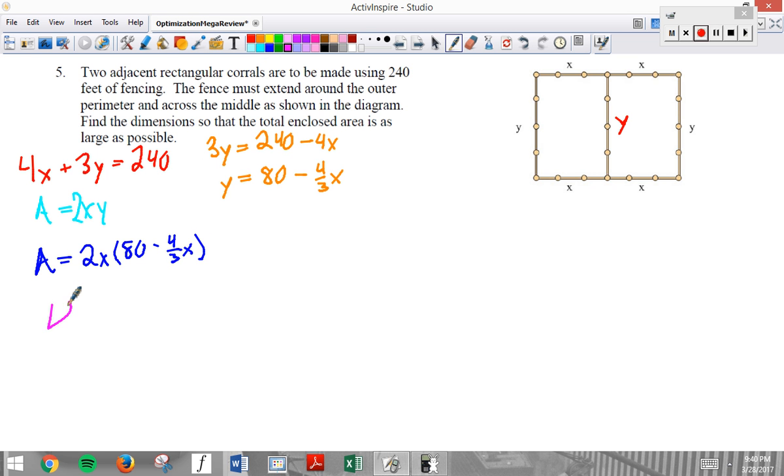This bad boy's domain. X certainly needs to be a positive number. It cannot be 0. And it's going to top out at whatever would make y 0, because again, y needs to be an actual side. What would make y 0 here? 60. 60 divided by 3, 20. 20 times 4, 80.